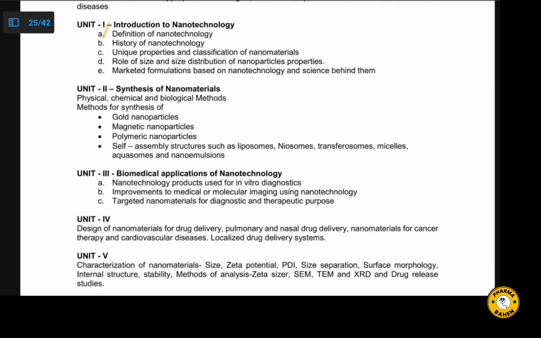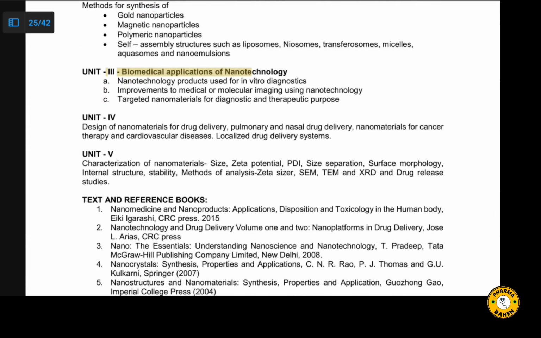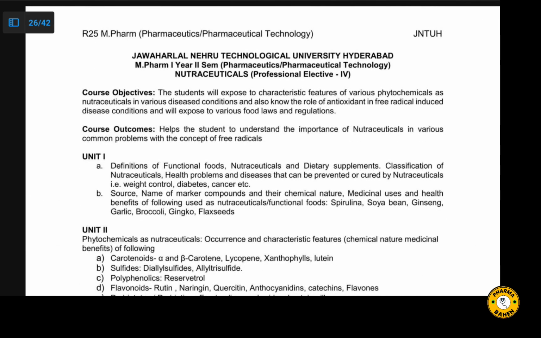In this we have introduction to nanotechnology, its definition, history, and then synthesis of nanomaterials, biomedical applications of nanotechnology, design of nanomaterials for drug delivery, characterization of nanomaterials. And then we have Nutraceuticals.